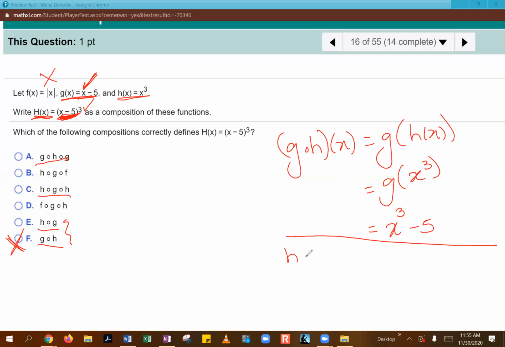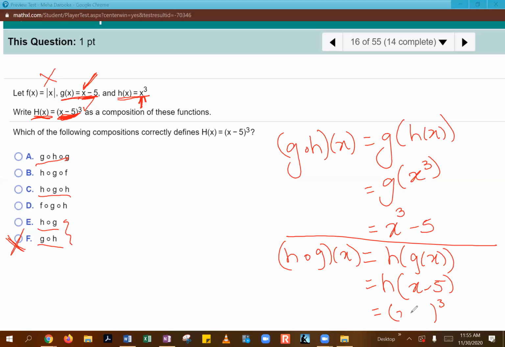So let's change the order. H on the outside, G on the inside. And inside G will be your x minus 5. So the x minus 5 will now replace the x in the little h function. So that means you would have x to the third power, but instead of x, we are replacing it with x minus 5. And yeah, this definitely looks like the capital H function. So this order would work. This one does not. So it's going to be option E.